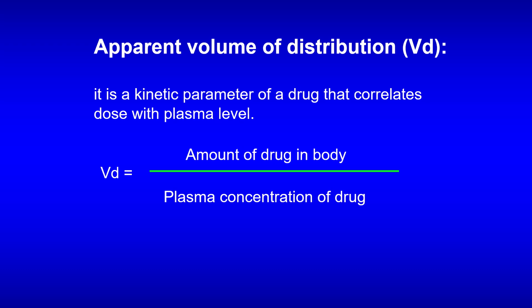A larger VD indicates extensive distribution into tissues, while a smaller VD suggests confinement to the plasma. Understanding VD is crucial for dosing regimens and predicting drug behavior in the body.